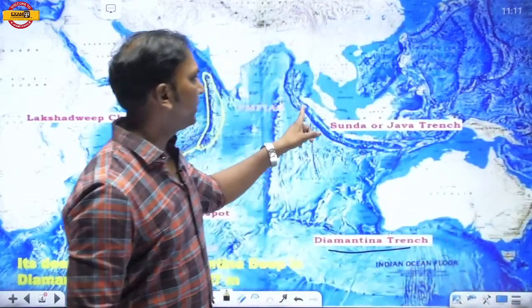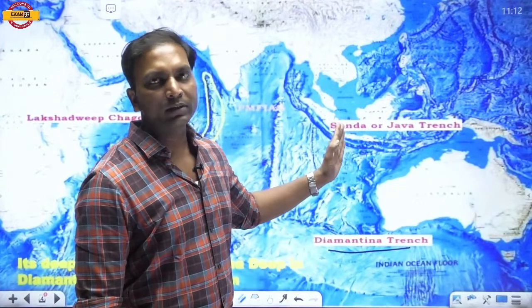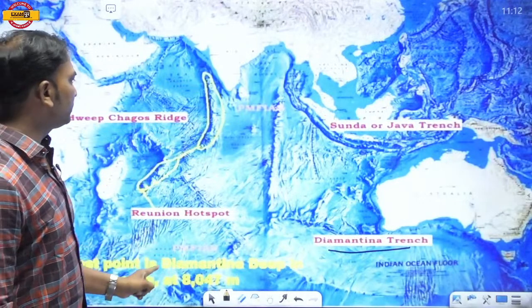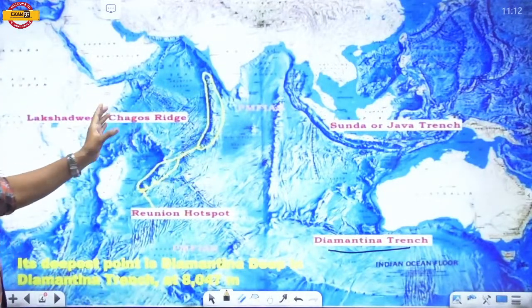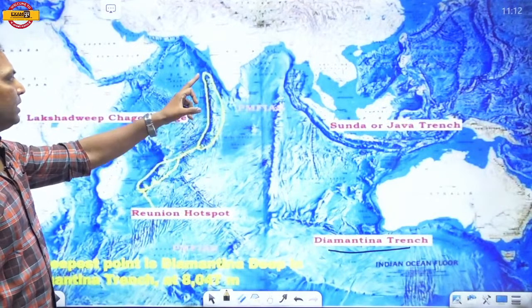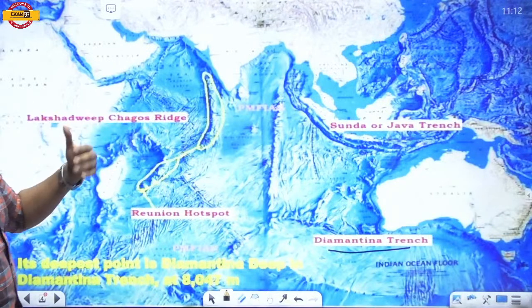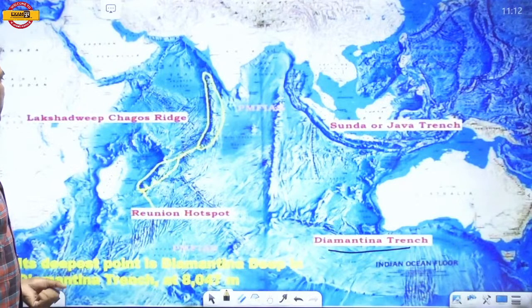Now you can see there is a Sunda or Java Trench, because it is nearby Java, so it is also referred to as the Java Trench. And here in an S shape you can see the mid-Atlantic ridge. We are talking about the Indian Ocean, where there is the Lakshadweep-Chagos ridge, as we used to say.